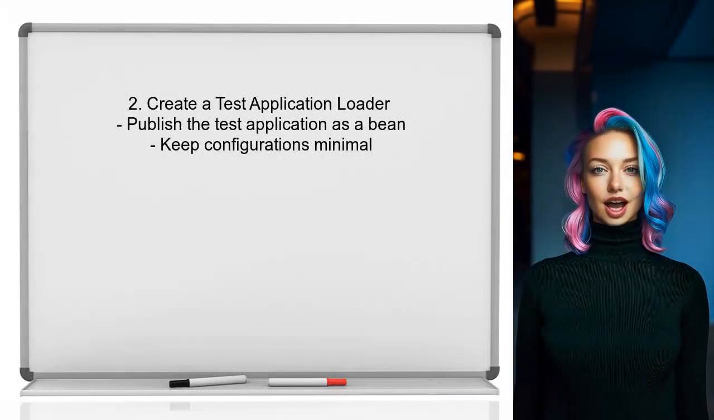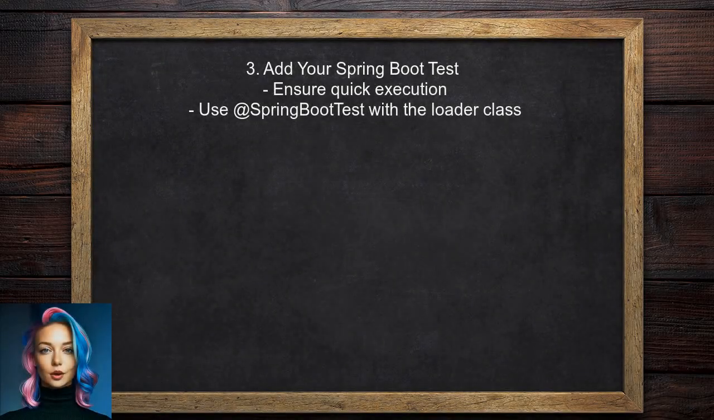Next, create a thin Spring Boot application that publishes the test application as a bean. This loader application should minimize Spring configurations to speed up the context loading. Finally, add your standard Spring Boot test class, which should run quickly if the loader is properly configured. This setup can significantly reduce the time spent waiting for the Spring context to load.